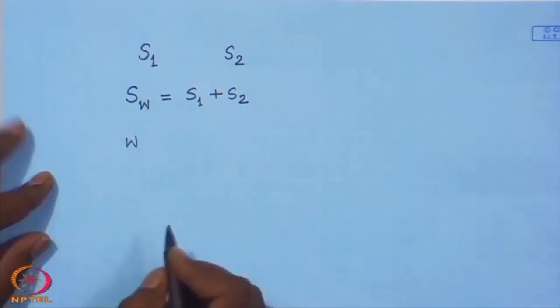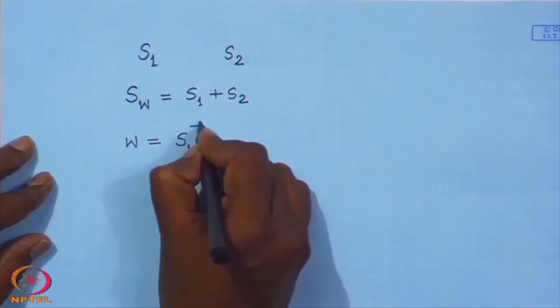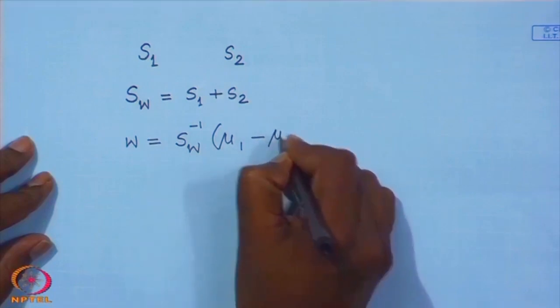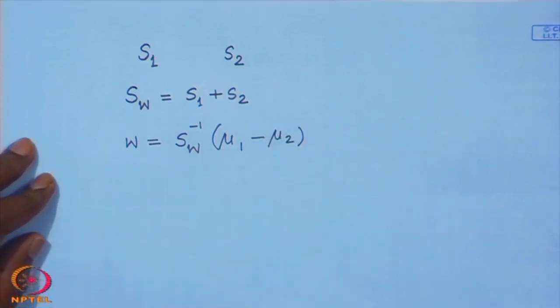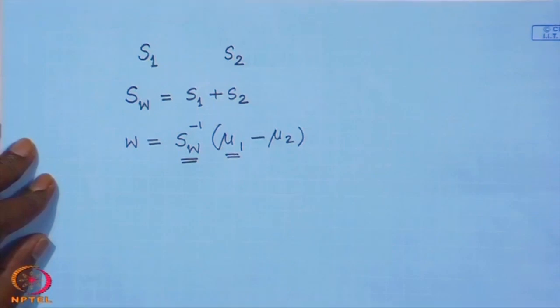then when we discussed the Fisher's linear discriminator, we said the projection direction is given by a vector w, which is nothing but S w inverse into mu 1 minus mu 2, where S w is the total within class scatter, mu 1 is the mean of the feature vectors in class omega 1, and mu 2 is the mean of the feature vectors belonging to class omega 2.